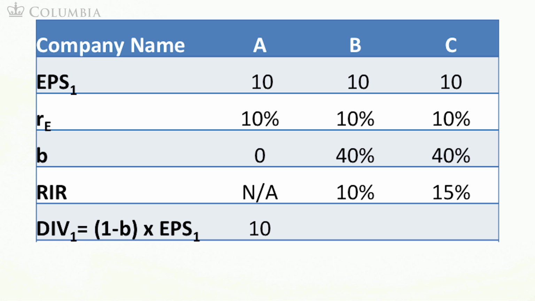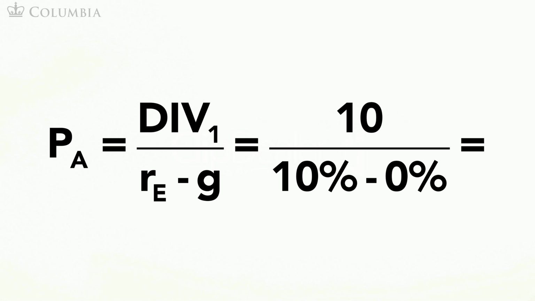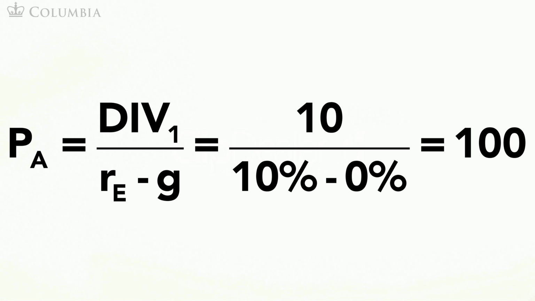Finally, according to the model we have just learned, the dividend growth rate is the product of the retention ratio and the reinvestment rate of return. Since the retention ratio is 0 for Firm A, so will the growth rate. When we plug these inputs into the Gordon growth formula, we obtain that the price of Firm A is $100 per share.